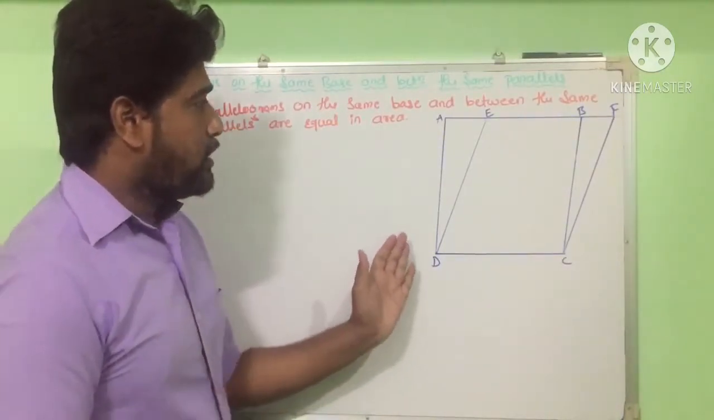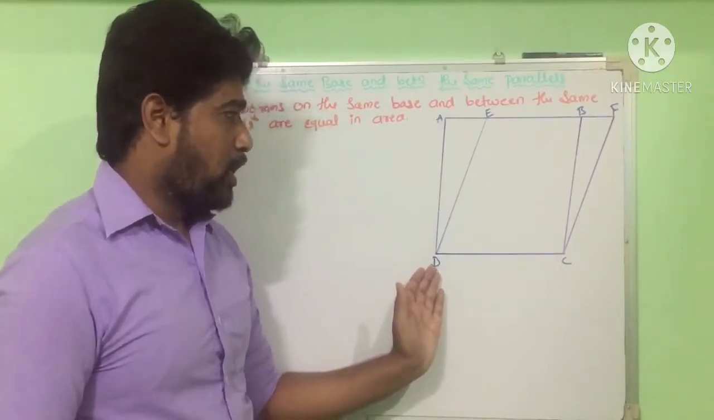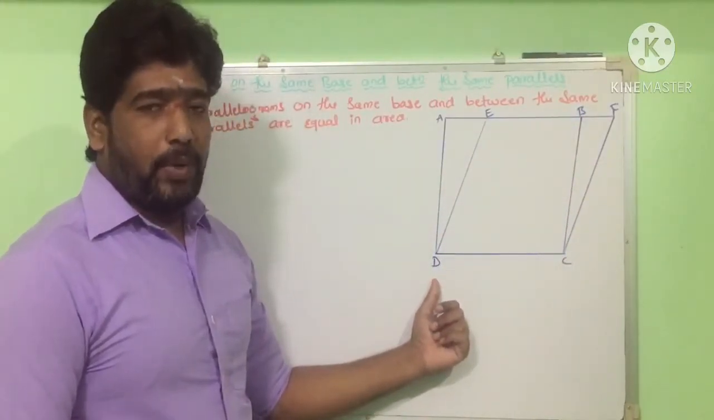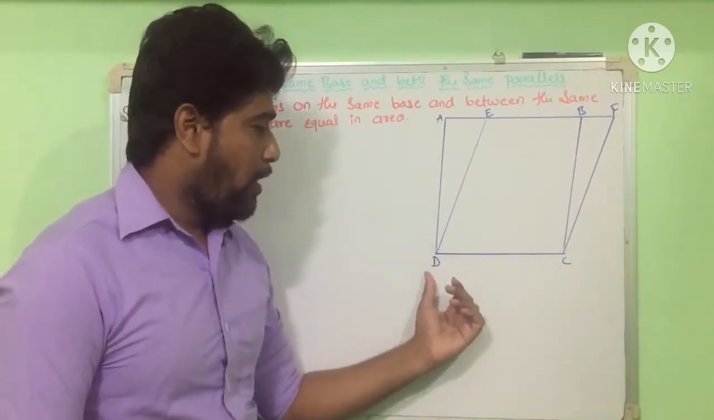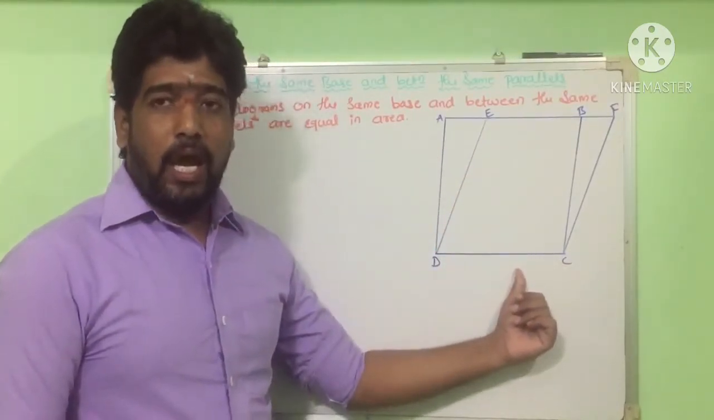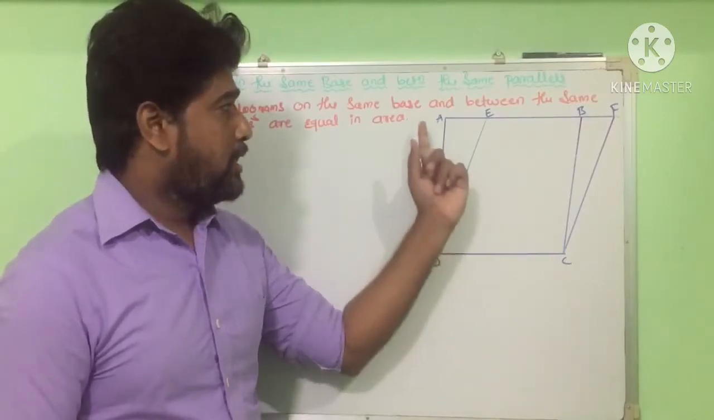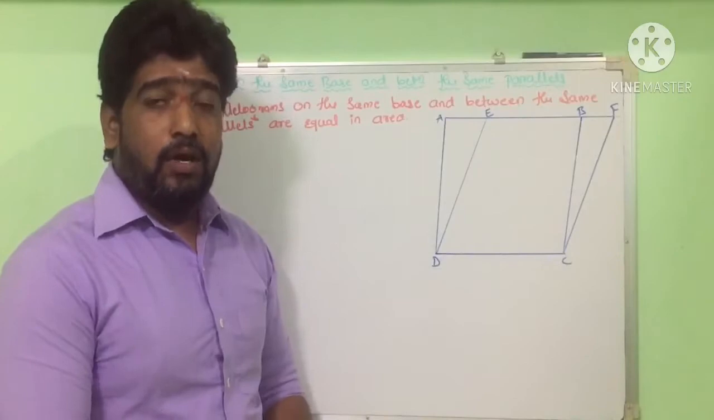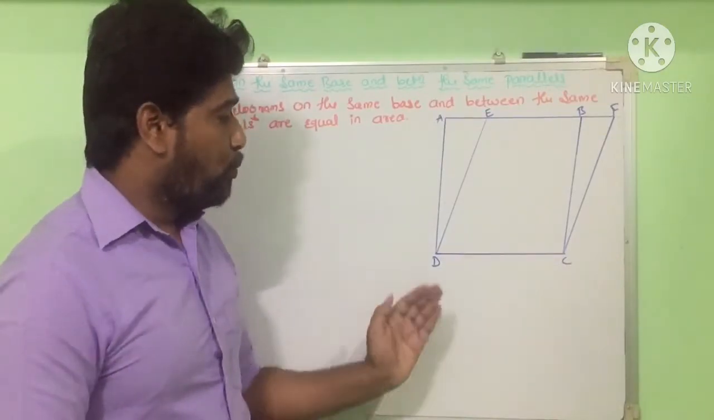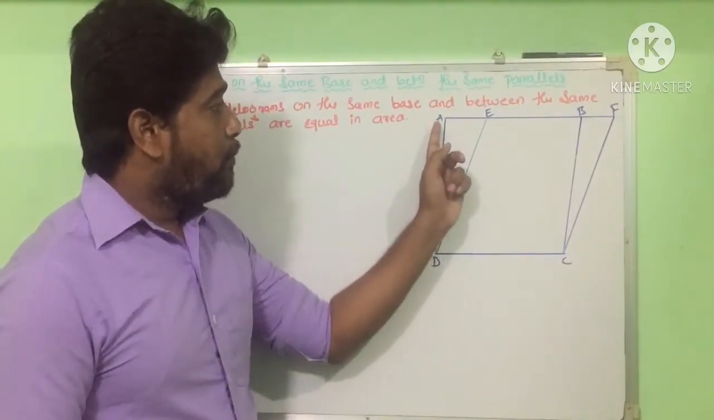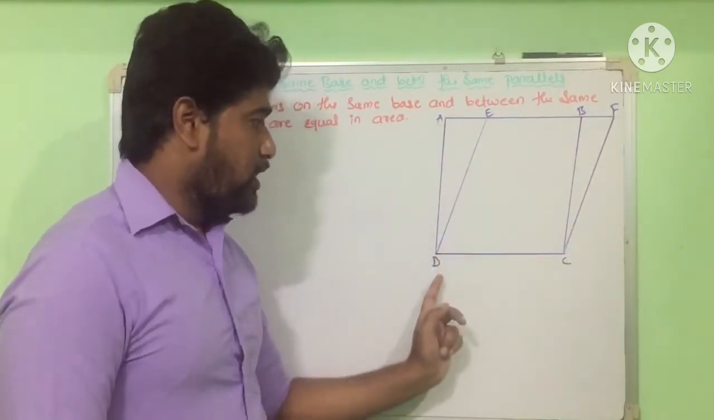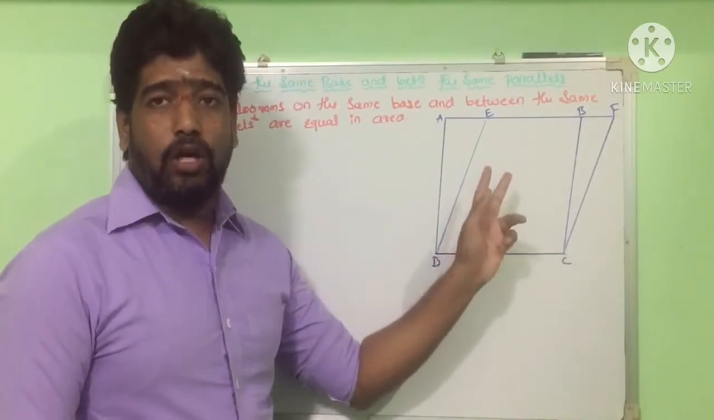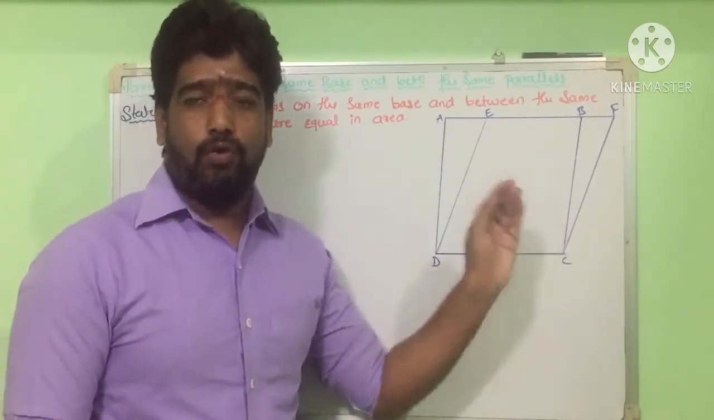So here, ABCD is one parallelogram, and EFCD is another parallelogram. These two parallelograms have the same base DC and are between the two parallel lines AF and CD, right? So this much is given. We want to prove that the area of ABCD is equal to the area of EFCD. These two parallelograms' areas are equal. We want to prove this here.